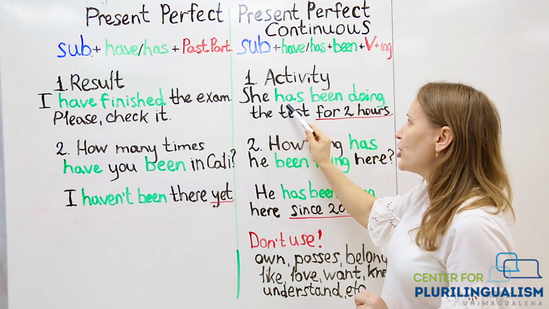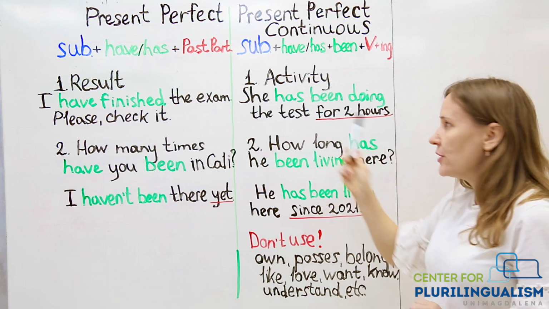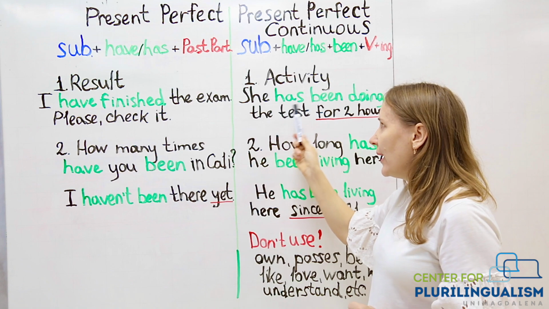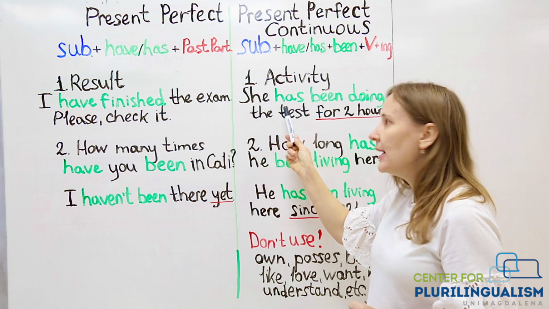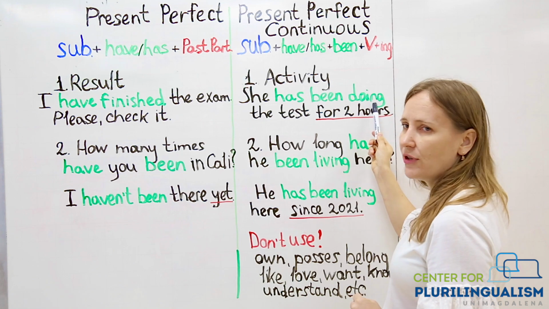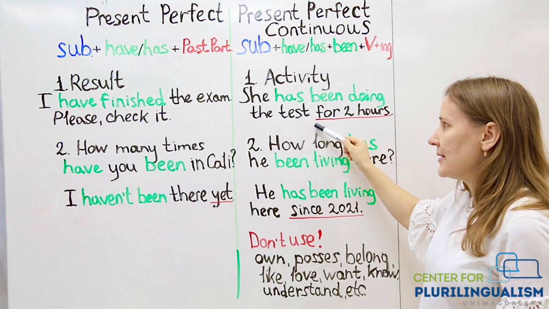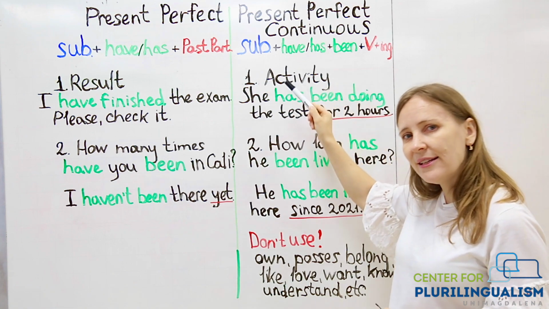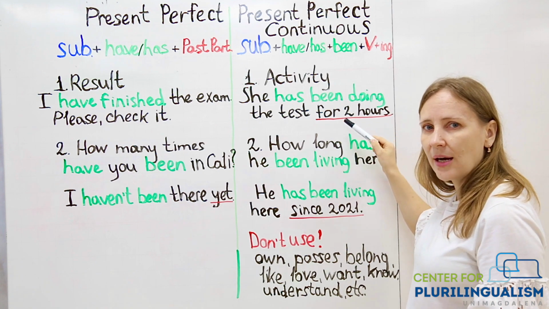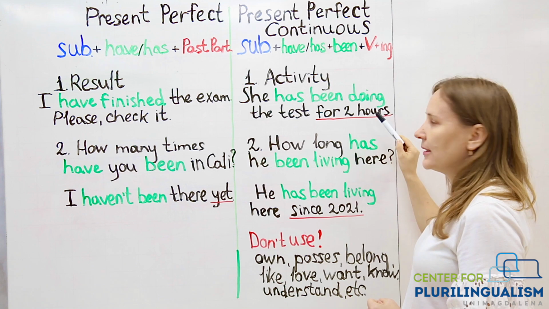For example, she has been doing the test for 2 hours. So we start with a subject she, it's third person singular, so that's combined with auxiliary verb has, then been the second auxiliary, and the main verb doing finishes with ing. And as you can see here, this sentence focuses on the activity, right, on the process. Actually, she is still doing the exam. She started it in the past and she continues this action till now.